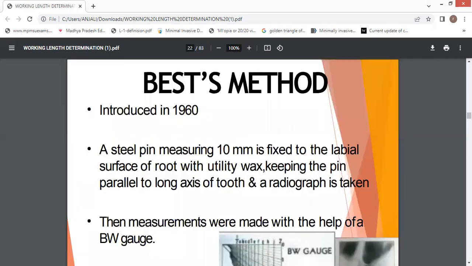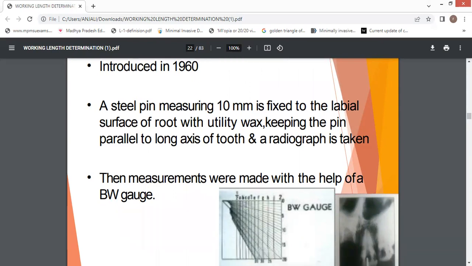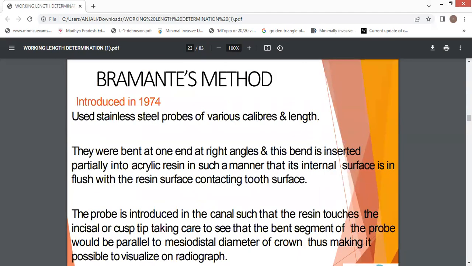radiographic methods. The Best method was introduced in 1960. A steel pin measuring 10 mm is fixed to the labial surface of the root with utility wax, keeping the pin parallel to the long axis of the tooth, and a radiograph is taken. The measurements were made with the help of a BW gauge.